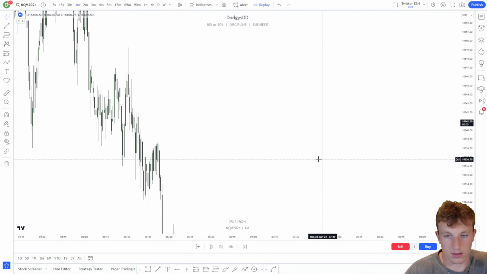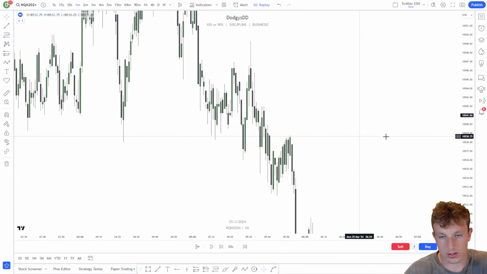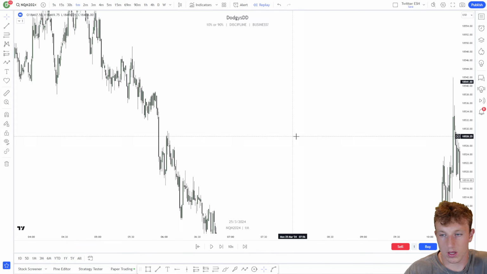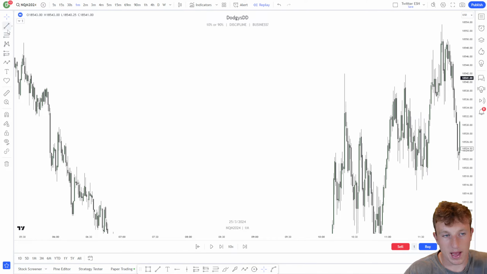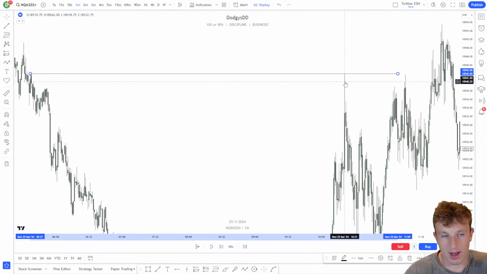If I zoom in a lot, look at this. This high at 5:37 a.m. and this high at 5:38 a.m. are equal highs, right next to each other. The high of this candle was 18,542, and the high of this candle was also 18,542. So why is this significant? Later in the day, we made another high at 18,542.